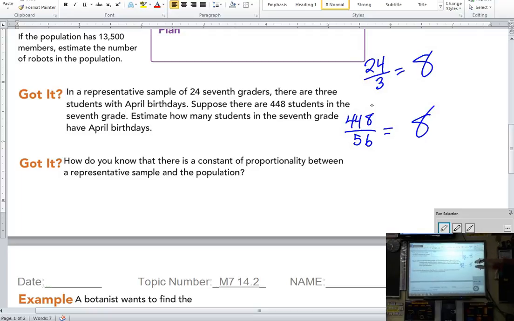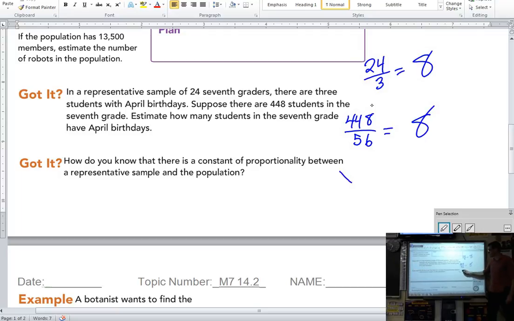But in constant proportionality, the y divided by x is equal to the total and the characteristic we are studying. So the characteristic in this situation was April birthdays, because we have to be studying something. So that's just whatever you asked about. M is just a letter that represents constant proportionality. So we dealt with that back in proportional relationships.